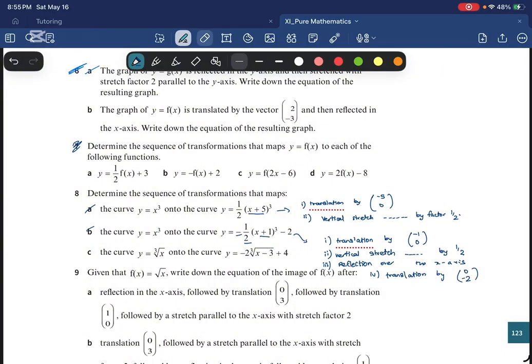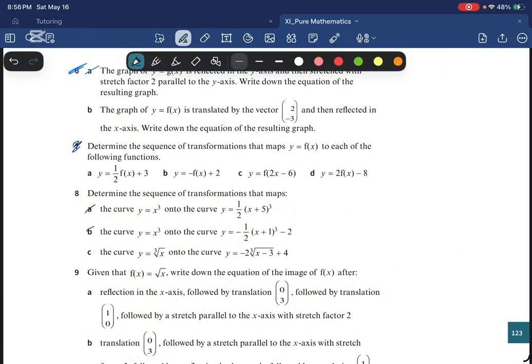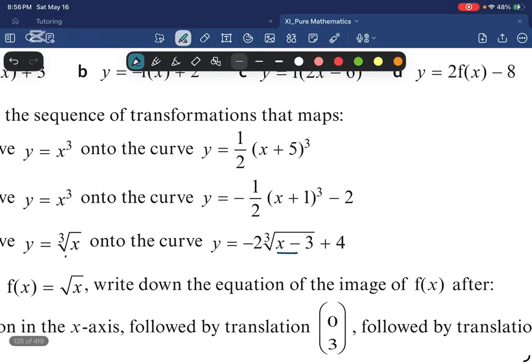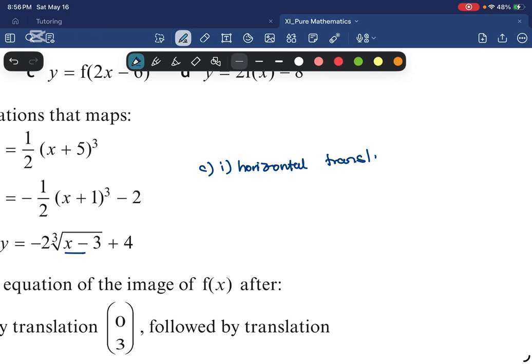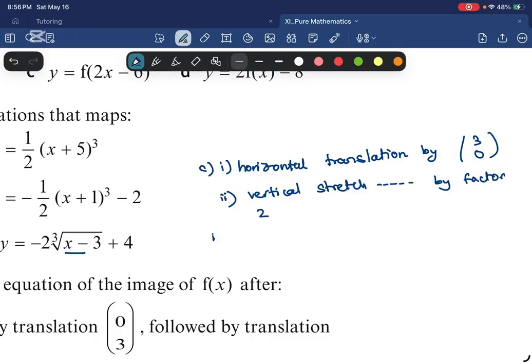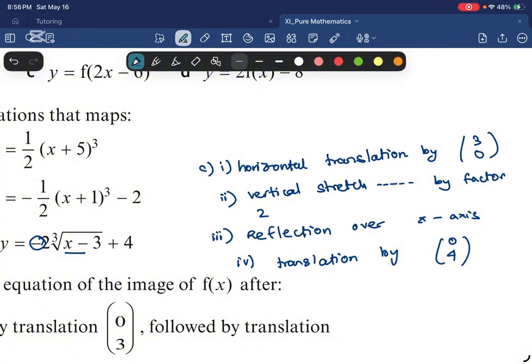All right, so we're done with A and B. Let me quickly erase it so we can do C. All right. So this is your base curve. For C1, you have a horizontal translation. Start from the inside by 3, comma 0, right? Then you have a vertical stretch parallel to the y-axis by a factor 2. You have a reflection over the x-axis. And then finally you have a vertical translation by 0, comma 4. All right, so we're done.